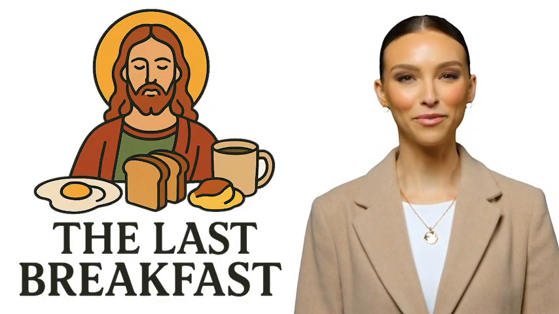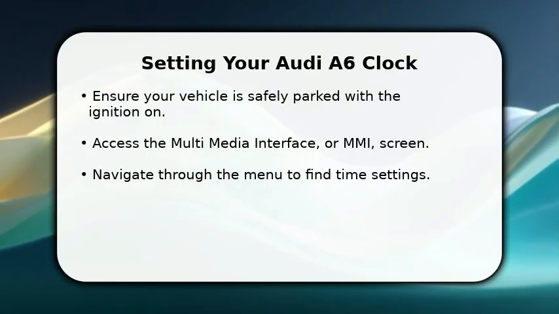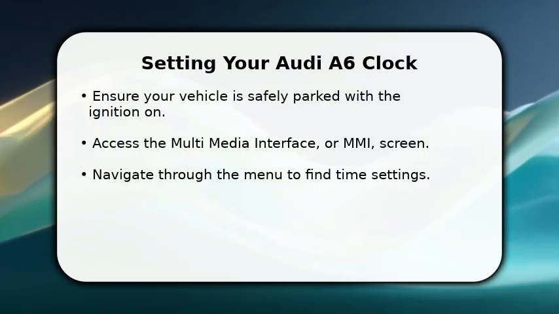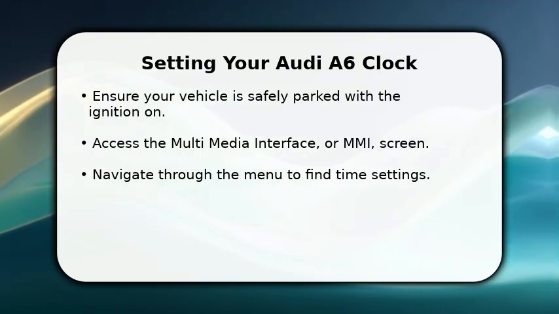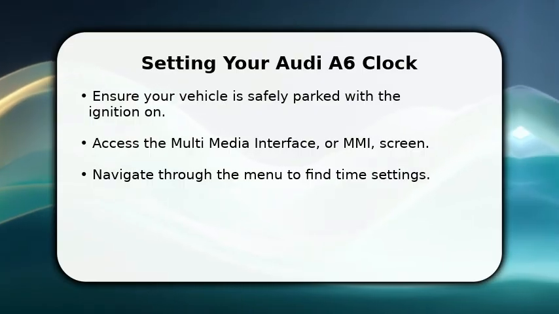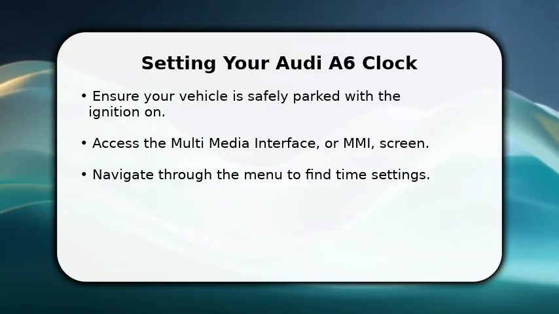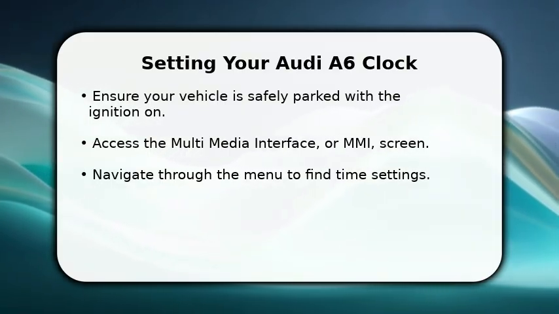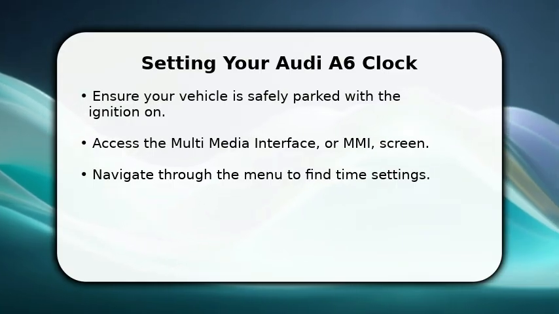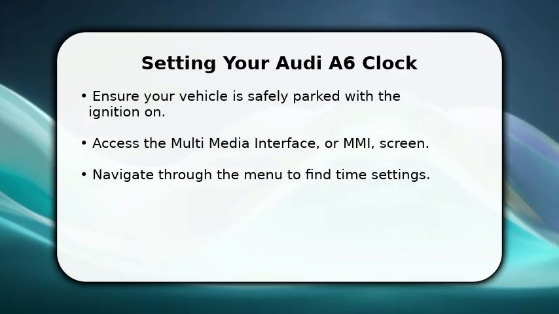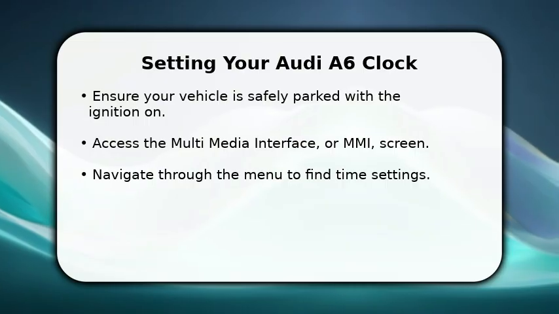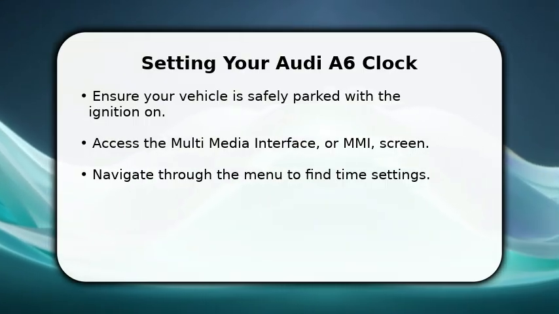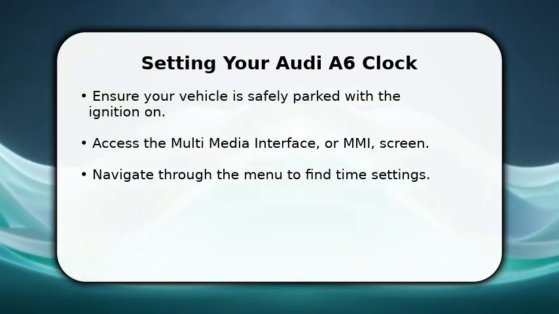Please enjoy the video. In this video, I will explain how to set the time on your Audi A6. First, ensure your car is safely parked with the ignition on and the radio active. We will then access the Multimedia Interface, or MMI, screen. From there, we will navigate through the main menu to locate the time and date settings. Finally, I will guide you through adjusting the hours and minutes using the central control knob.